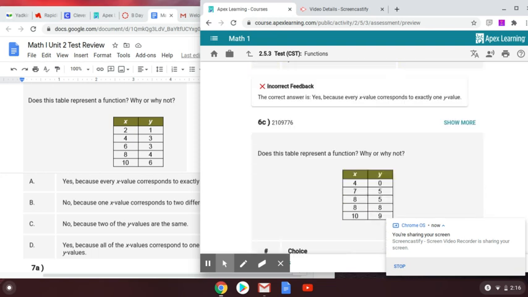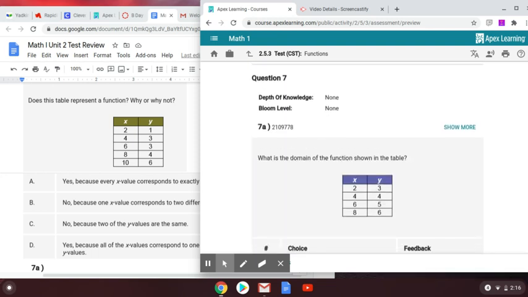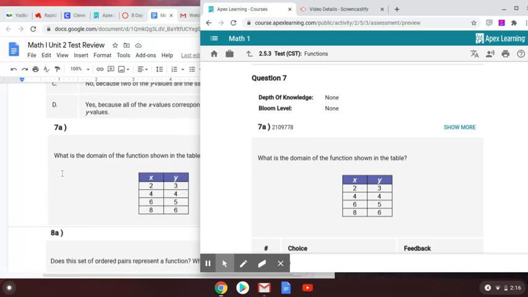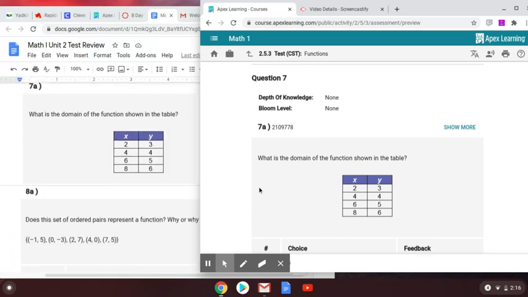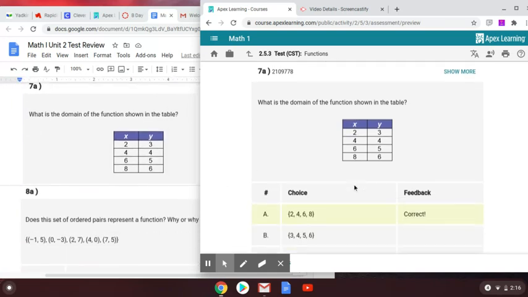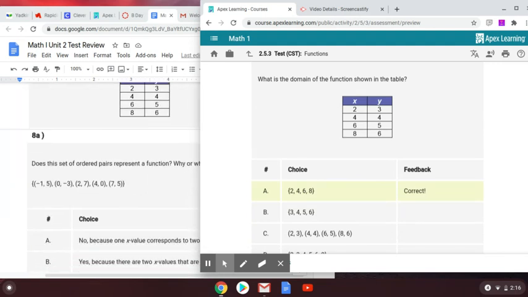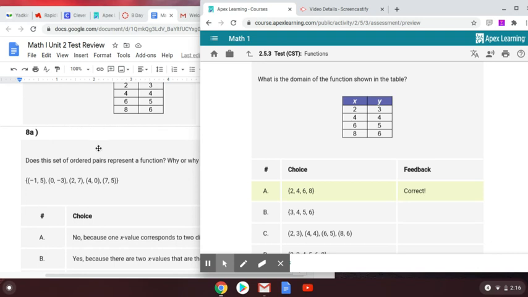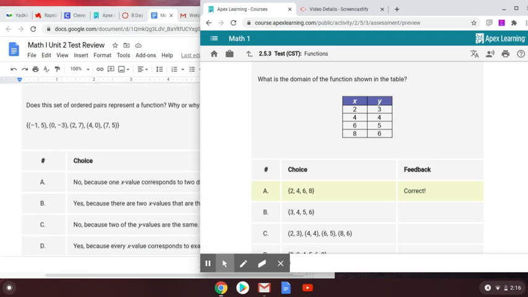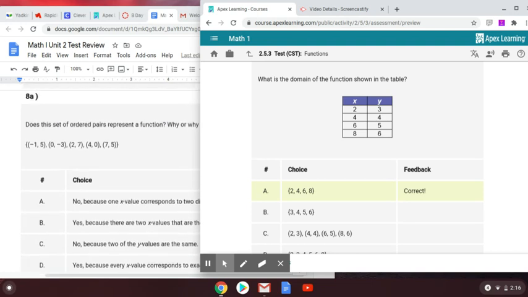Okay, let's go to question 7. It says, what is the domain? So domain's asking you for the x values. So 2, 4, 6, 8. And that's all there is to that. If it's asking you for the domain in a mapping diagram, it would be the numbers on the left. X is on the left, Y is on the right.